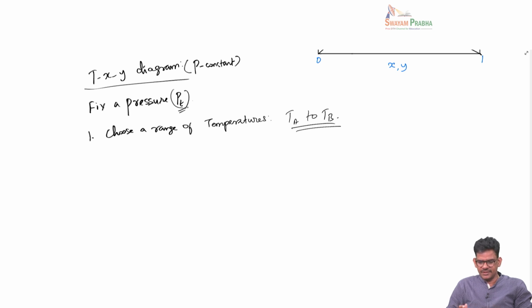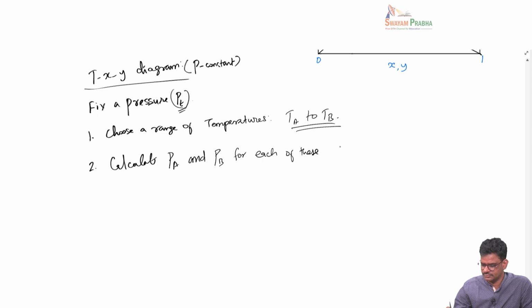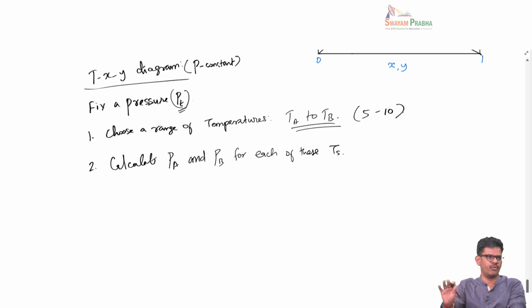So you choose a set of temperatures. Then the second thing is to calculate PA and PB, these are the vapor pressures for each of these temperatures. So you may choose 5 to 10 temperatures here, okay, so that you have enough data points to plot the TXY diagram. So where do we get this vapor pressure from?